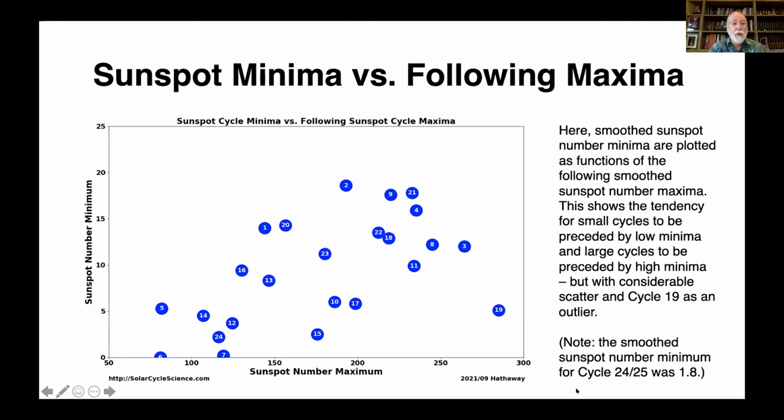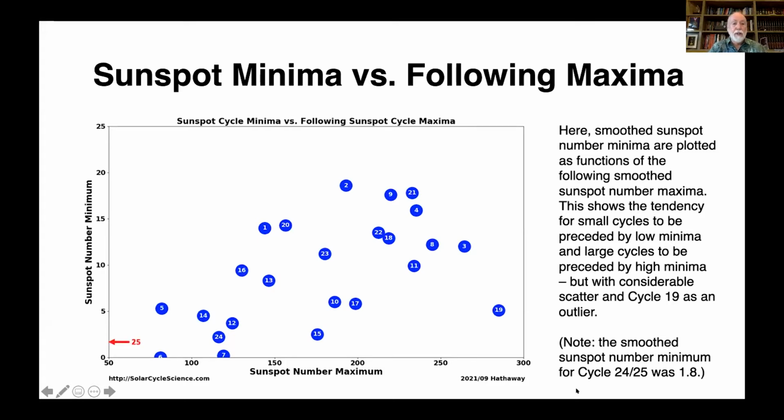Given the sunspot numbers, you can look at things like the size of the minimum, how low did the minimum go in smooth sunspot number, and plot that. Here is a function of the sunspot cycle maximum, and there is a trend that the minima are small prior to small cycles and large prior to large cycles. There's a lot of scatter, as you can see in this. Cycle 19 is again an outlier. It had a much lower minima than you might have expected given its size.